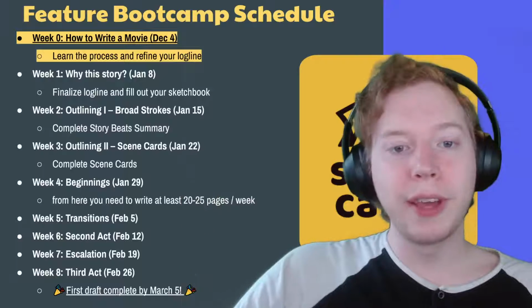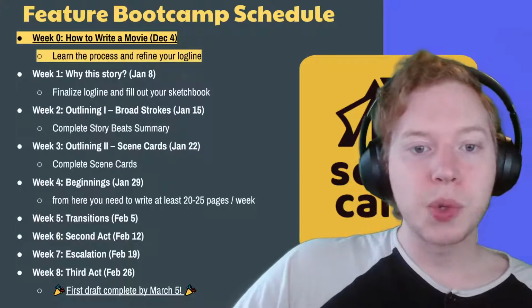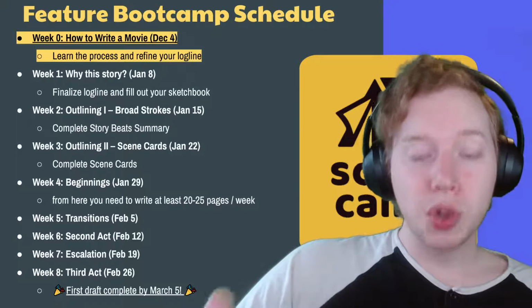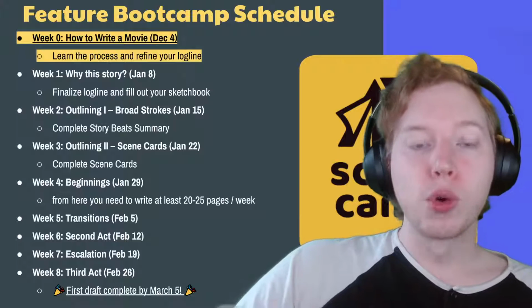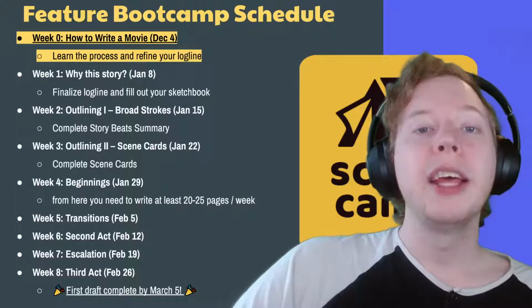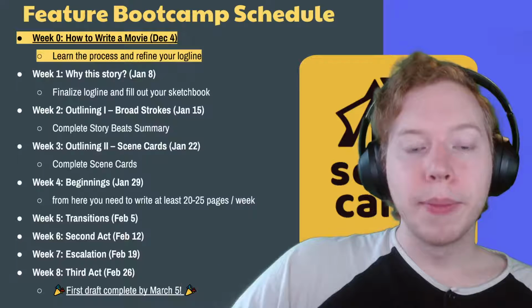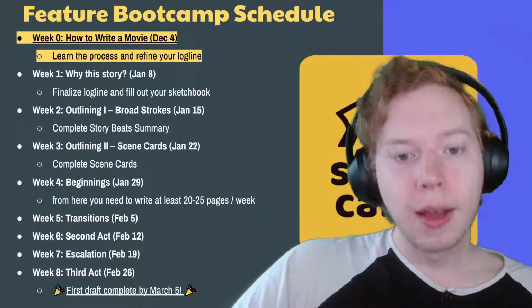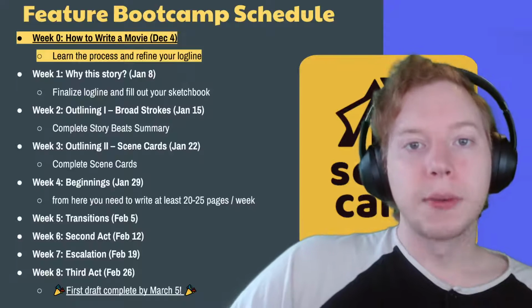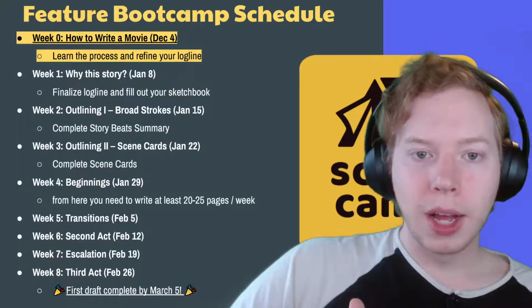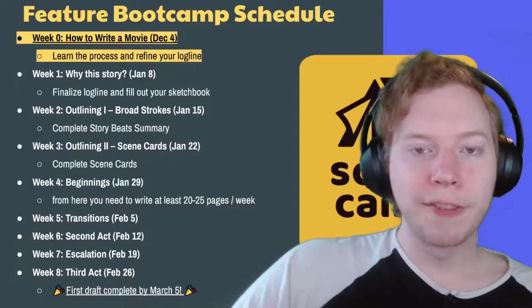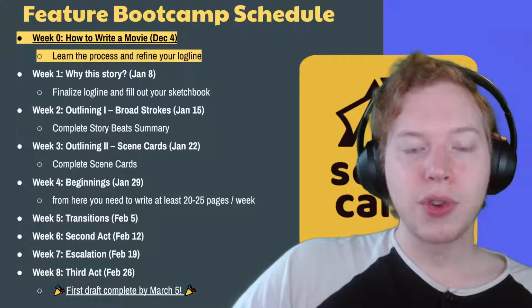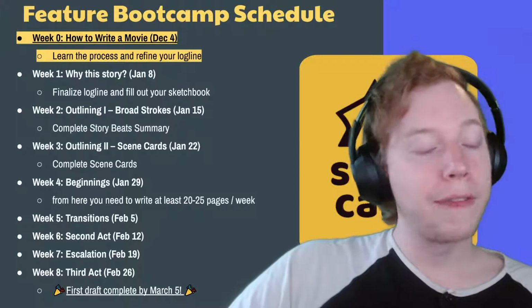We start the script on week 4, which is January 29th, and that's where you're going to be writing about 20 to 25 pages a week, meaning about 4 or 5 pages per weekday if you're just writing on weekdays. And from then on, you're going to try to keep that pace up all the way until the end and finish that first draft by March 5th. So this runs from beginning of January to beginning of March, 8 weeks to write a full draft of a feature film.